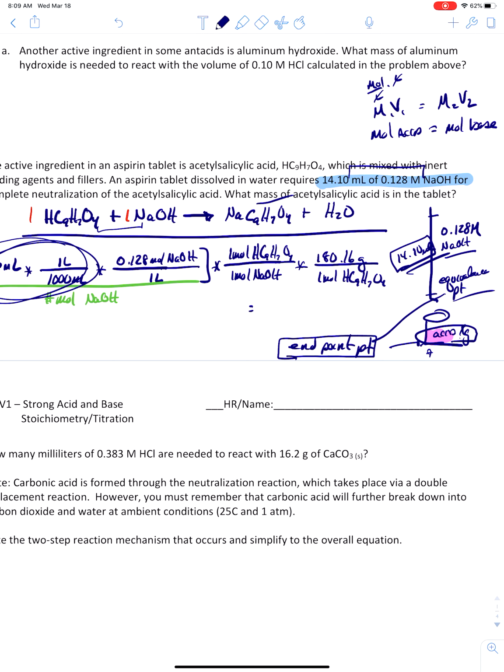We're going to change moles of sodium hydroxide into moles of acetylsalicylic acid, and we're just going to use the balanced equation right here. So that ratio is 1 to 1. And then we're going to change the moles of this to grams of this. When all is said and done, you should have arrived at 0.325 grams of acetylsalicylic acid, HC9H7O4. And that's our final answer.